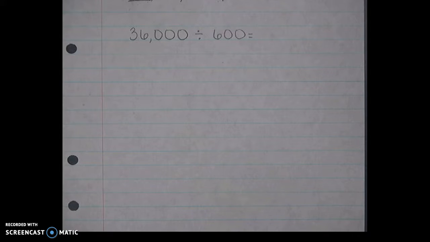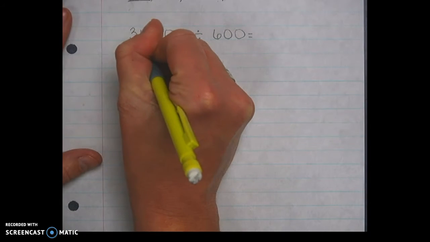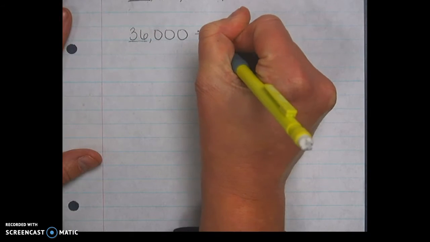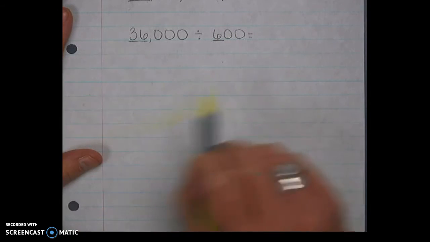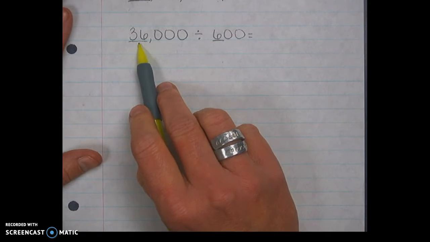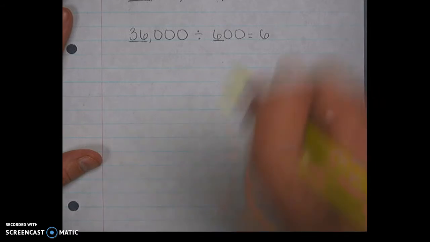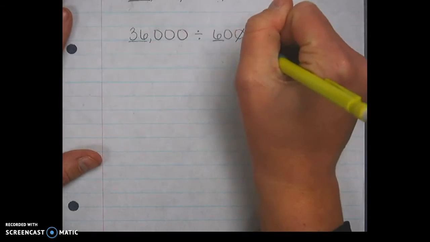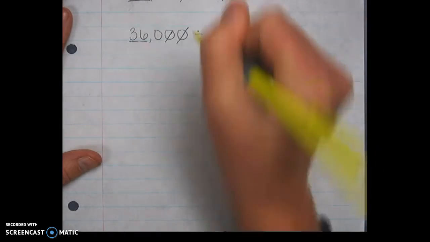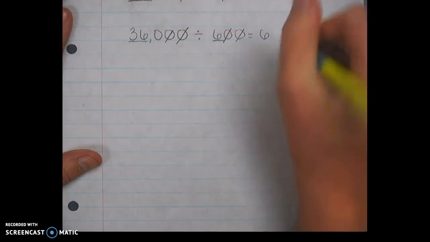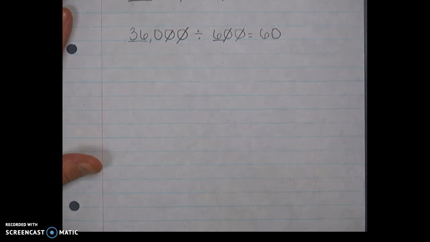So go ahead and pause. Okay, we're back. So we are going to underline the digits that are not zeros, and that would be 36 and 6. I'm going to ask myself, can 6 go into 36? And the answer is yes. It goes in 6 times. I'm then going to cancel out 1 zero here. And because I canceled that one out, I have to cancel 1 here, and then 1 here, and 1 over here as well. Notice I canceled 2 here and 2 here as well, leaving me with 1 zero left to give me an answer of 60.